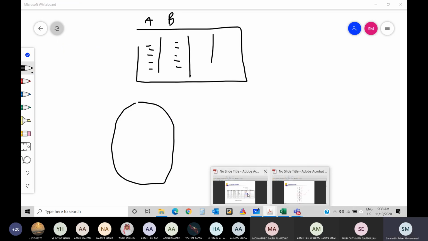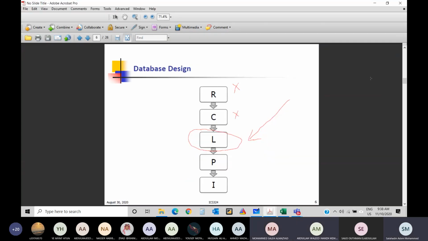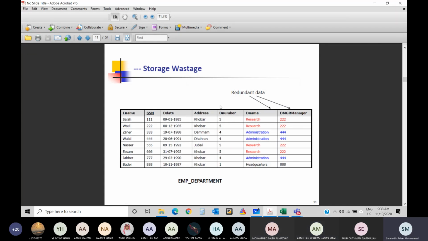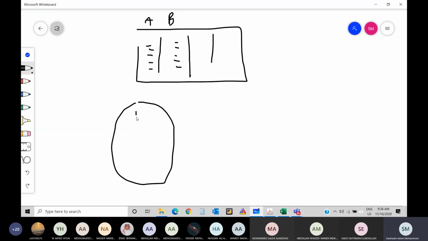What are the department numbers, guys? Department numbers 1, 4, and 5. Very good. So I have this. What are the distinct values here? I have 5, 4, and 1. So let me put them here: I have 1, I have 4, and I have 5. Are you with me? So these are the department numbers.